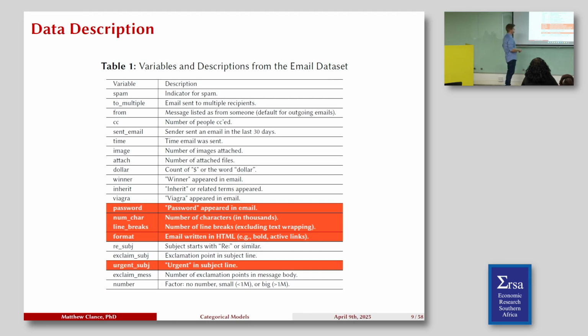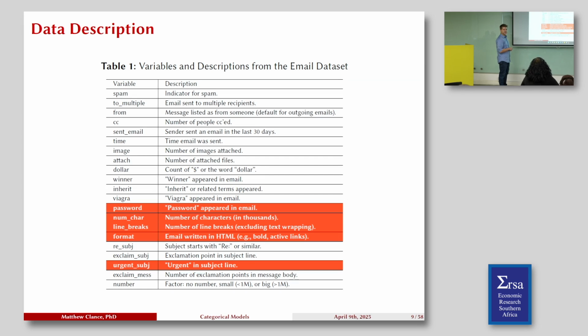So remember, spam is an indicator. It's going to be 0, 1: 1 if spam, 0 otherwise. And then it has a number of different characteristics we could try to use. Was the email sent to multiple recipients? Is it from a message listed as from someone, the default for outgoing emails? I didn't think I chose that one because I wasn't sure exactly what that meant. CC, number of people CC'd, sender sent an email in the last 30 days, time it was sent.